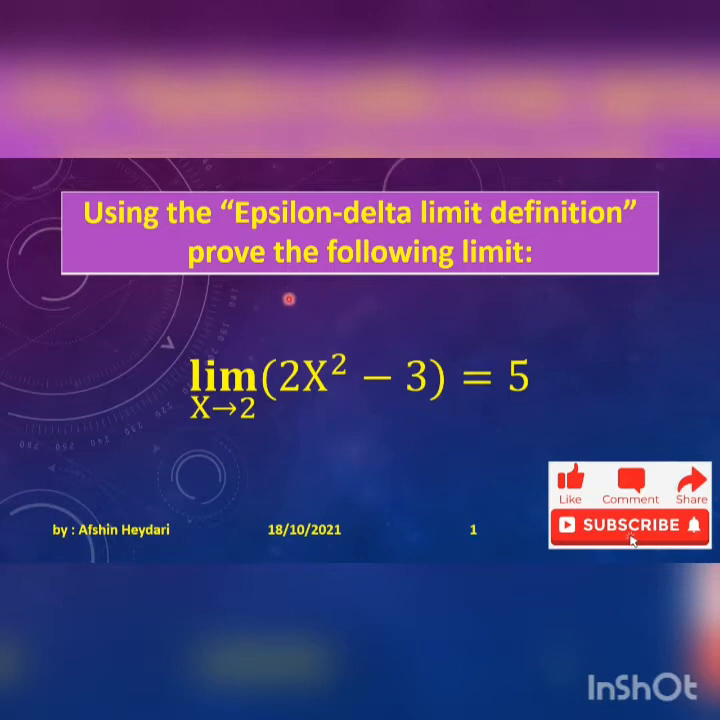My name is Afshin Haydari, and in today's video I'm going to solve an important problem about the concept of limit of functions using the epsilon-delta limit condition, a method to prove a limit conditional expression.